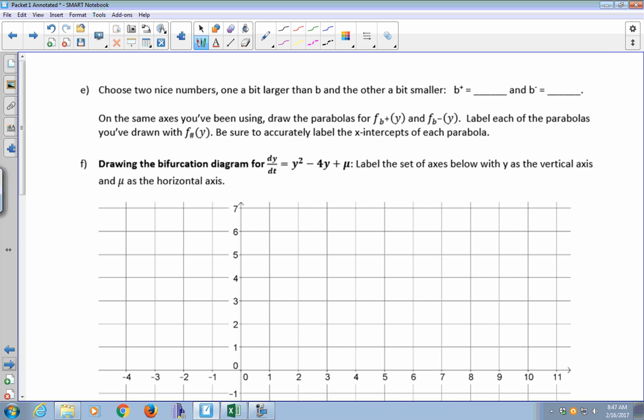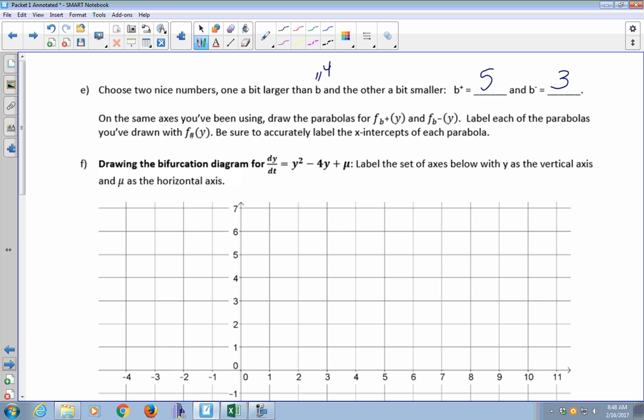All right, so let's choose two nice numbers, one a little bit bigger than b. B is our special value of mu. We call it the bifurcation value. So in this case, b is 4. So one a little bit bigger and one a little bit smaller. Let's go with nice integers so we don't have to do too much crazy arithmetic. We'll go 5 and 3.